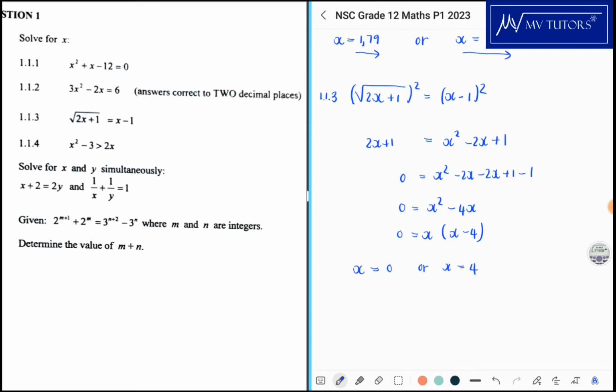But whenever you have a square root, you should always check your answer. Is it really 0 and is it really 4? So what we're going to do then, we're going to look at the original sum and substitute 0 in it.